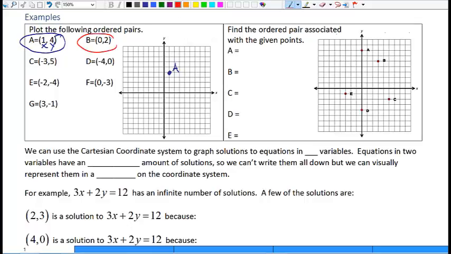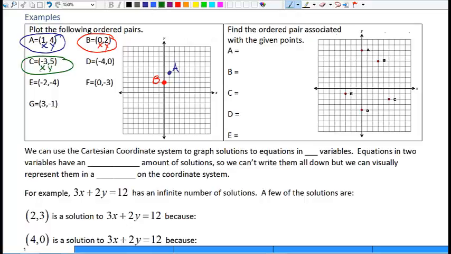Let's do B in red. So the x-coordinate is 0, the y-coordinate is 2. So starting again from the origin, all points originate from the origin. I'm going to go left and right 0 and up 2. A lot of students have a hard time with the zeros. They, for some reason, go the opposite direction. So be careful with ones that have zeros in them.